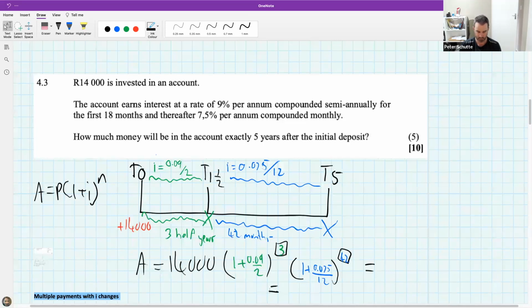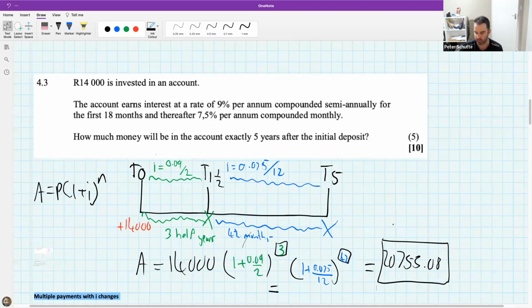Close to the power of 3, and then I'm hitting equals. I got 15976.32 and so on, and then I go times open bracket 1 plus fraction 0.075 over 12 close bracket to the power of 42, and I get 2755.08 rands.